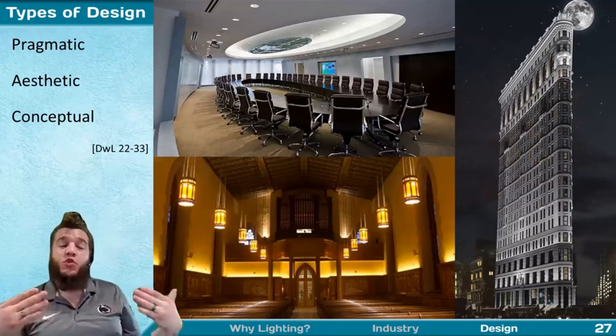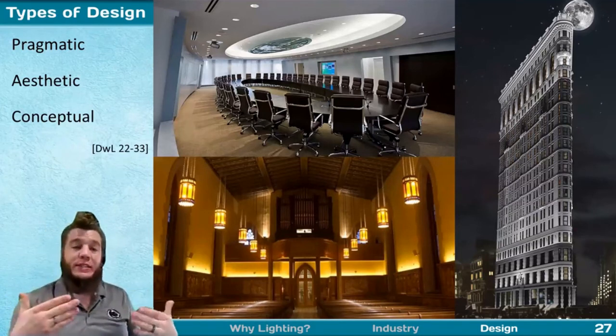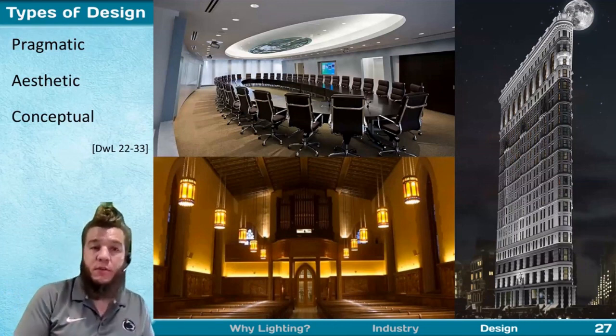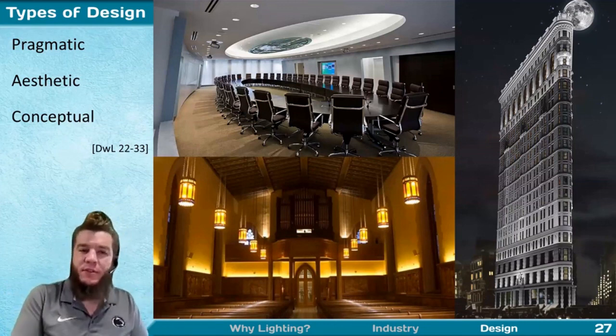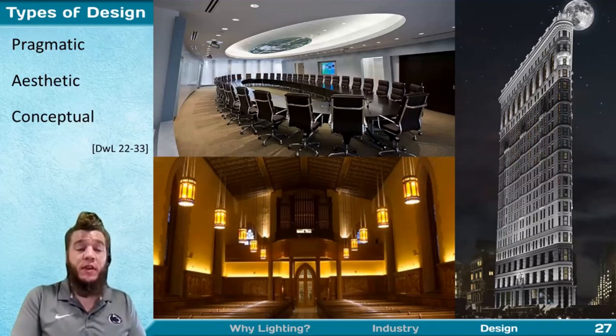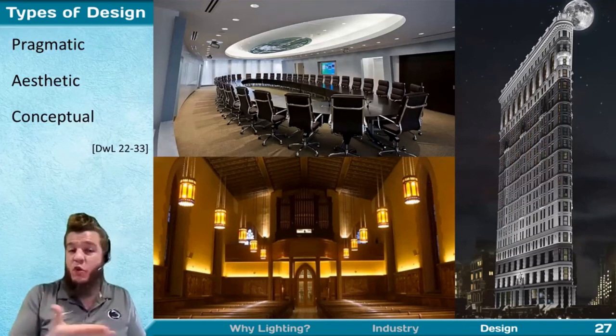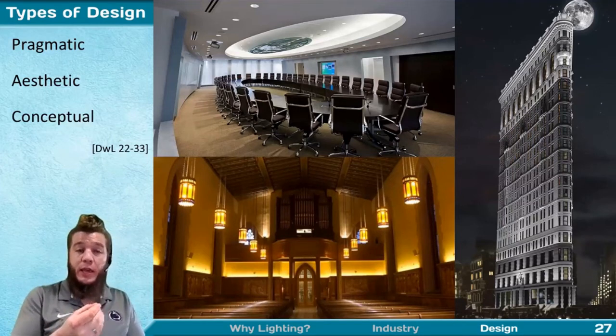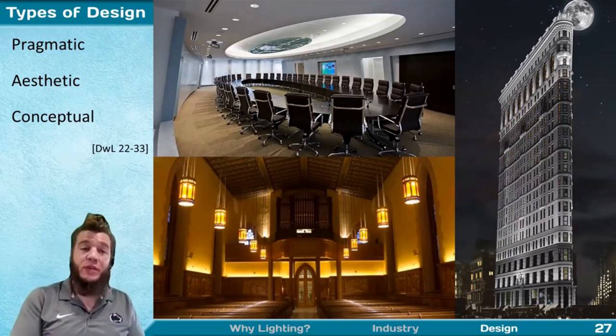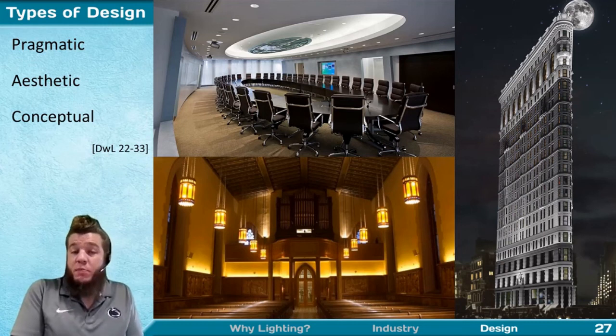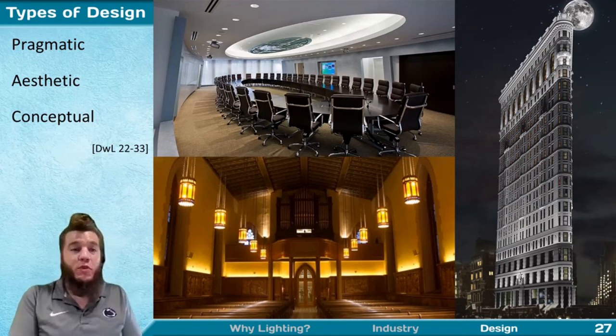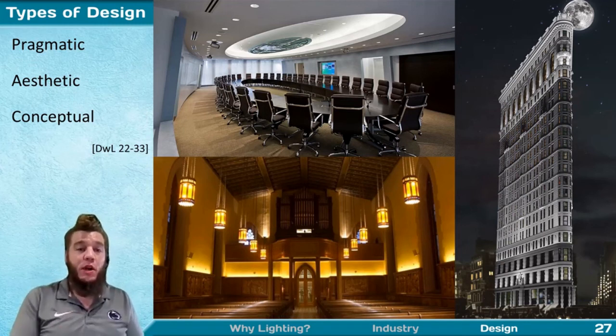So we can group lighting design approaches into three major categories. Again, this isn't intended to be an exhaustive list. It's just intended to give you some vocabulary to start your thinking about the different approaches we can take to architectural lighting design. So your textbook groups this into three primary areas, which are pragmatic, aesthetic, and conceptual.